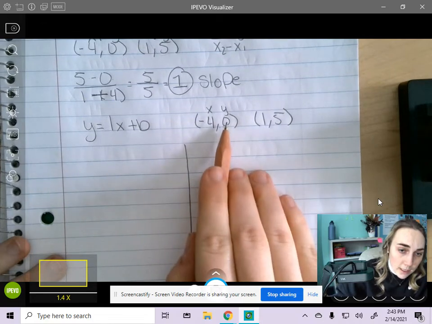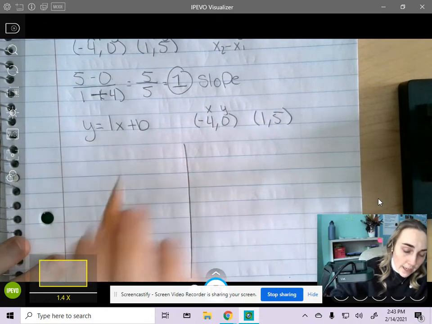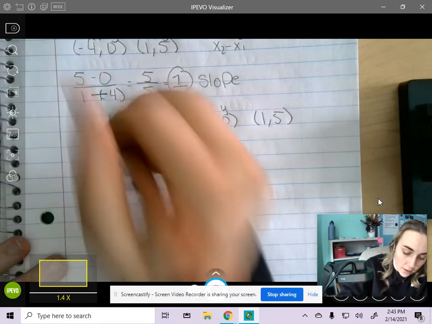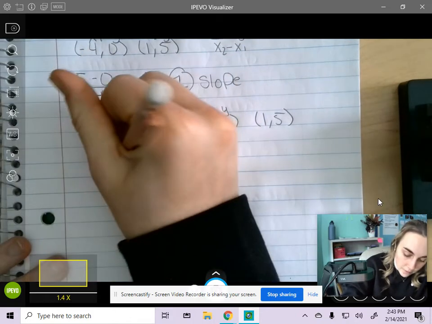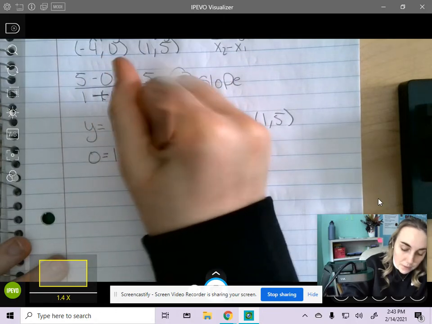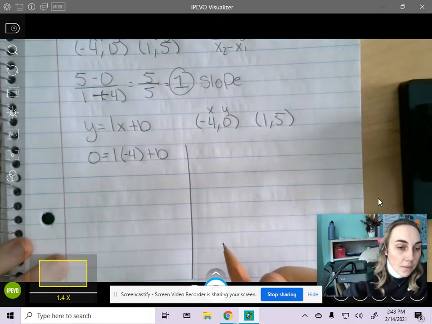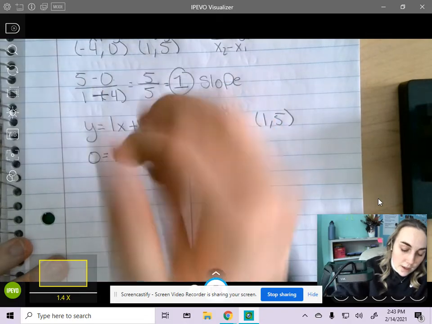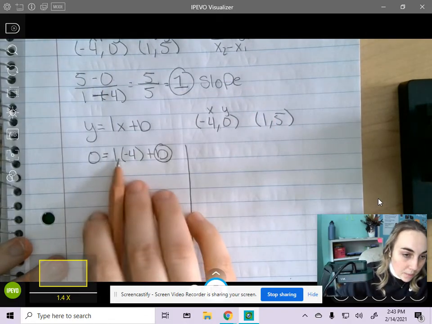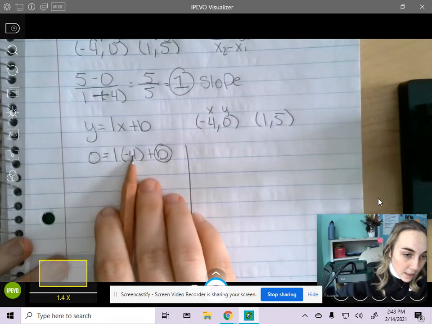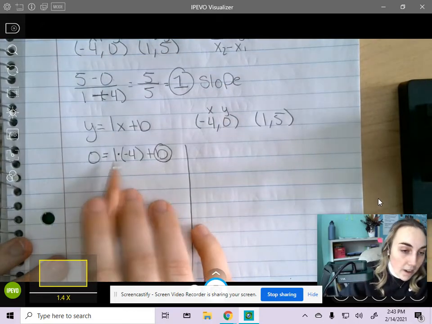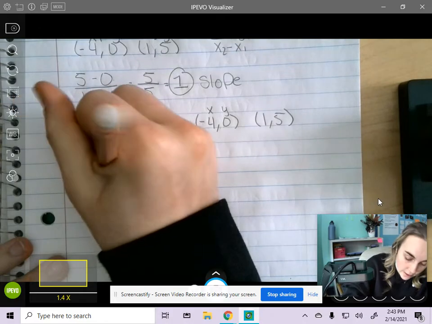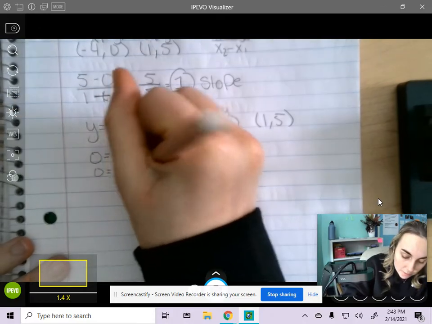So we're going to substitute that into our equation. Y, again, is 0. 1x. X again is negative 4. And then we're going to put that plus b. Now let's solve. We want to get b by itself. First step is when you see parentheses like this, a number with parentheses, that means multiplication. So 1 times negative 4 is going to give us negative 4.